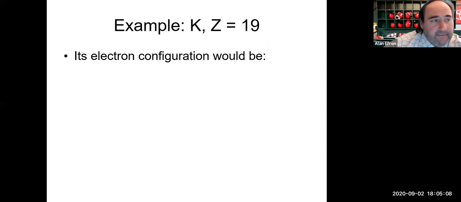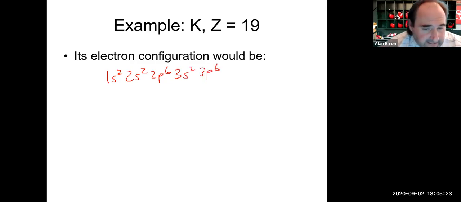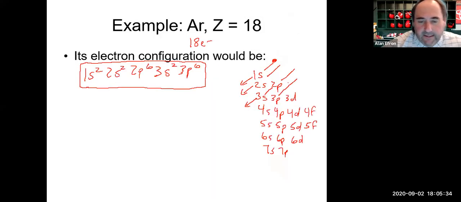Now, when we look at something like potassium, for example, which is 19, again, it would be 1s2, 2s2, 2p6, that is 10, 3s2, 3p6, which is 18, and potassium is 19, so then we would go to 4s1. So again, 1s2, 2s2, 2p6, 3s2, 3p, and then we go to our 4s next.